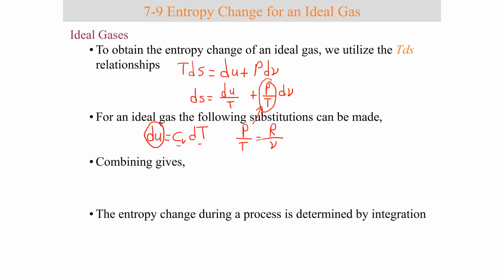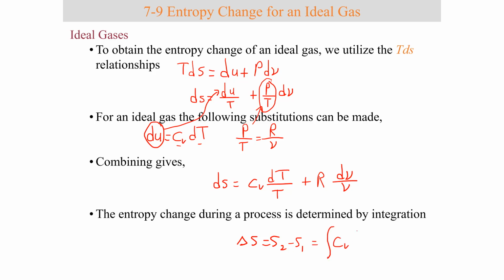So I'm going to take du and substitute that into my TdS relationship, and take the ideal gas law and substitute that into P over temperature, and I end up algebraically changing the form of the TdS relationship according to assumptions that I can make for the ideal gas law. So now what I can do is integrate this to get the change in entropy for an ideal gas.